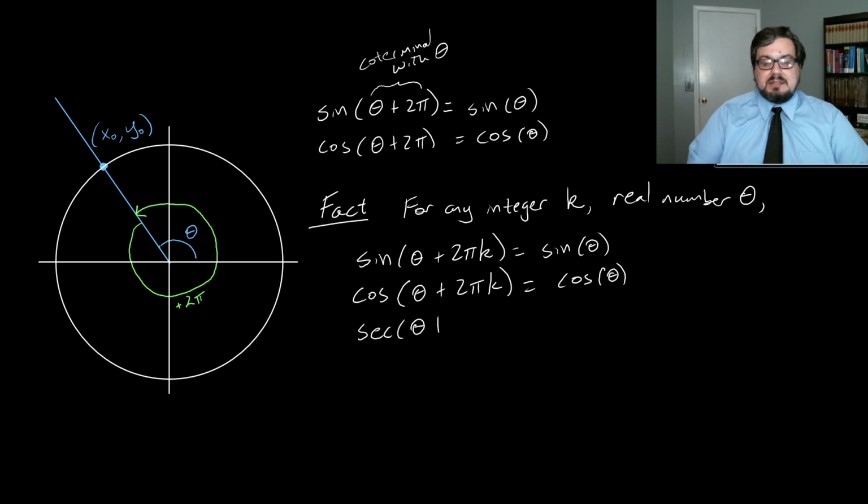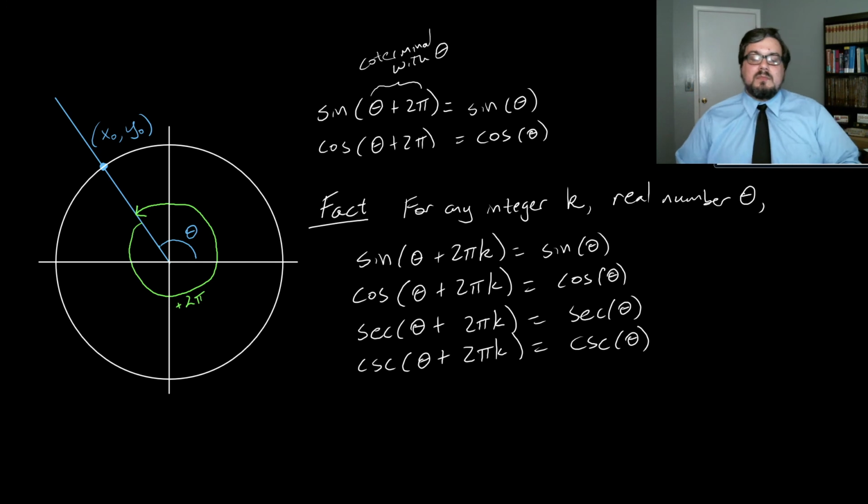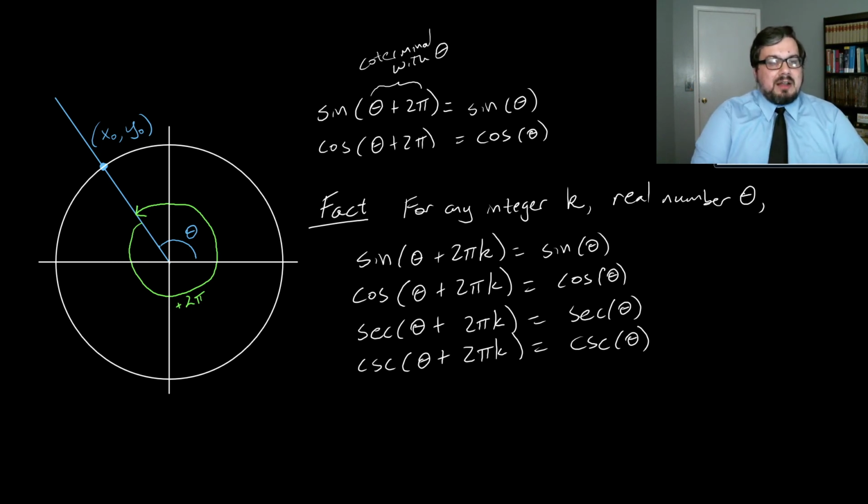So secant of theta plus 2 pi k equals secant of theta, and cosecant of theta plus 2 pi k equals cosecant of theta. Now, of course, the same thing is true also for tangent, because tangent is built out of sine and cosine. So if sine and cosine take the same values, then tangent's going to take the same value as well. But in fact, we can do something better than that with tangent. And the reason for that is the following.